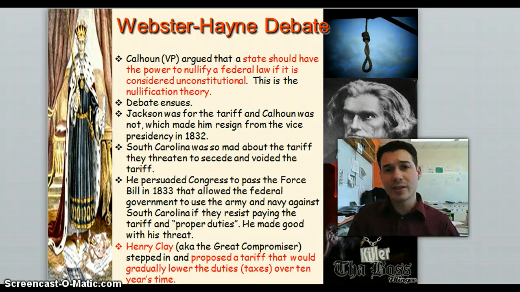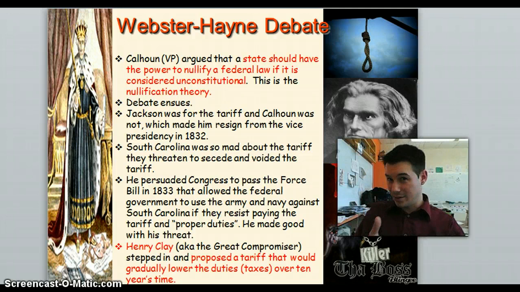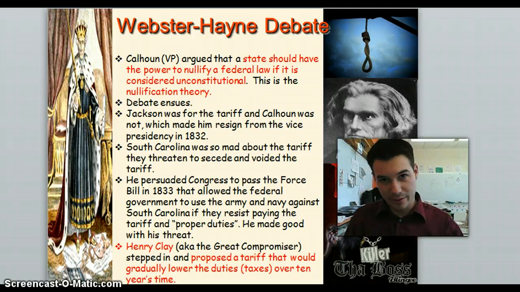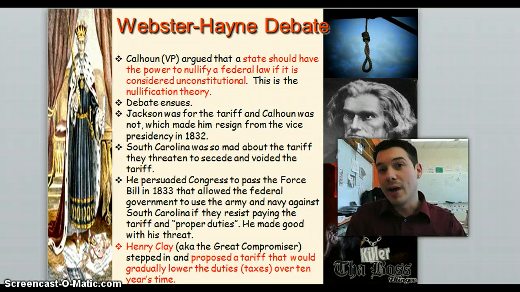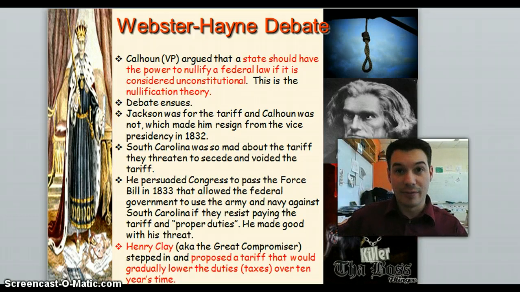Now, Jackson was for the tariff, and Calhoun was not, which made Calhoun actually resign from the vice presidency in 1832, leaving almost a year when we didn't have a vice president, technically. Martin Van Buren comes in afterwards. Now, South Carolina was so mad about the tariff, they threatened to secede and void the tariff in 1832. This is 30 years before the Civil War, 29 years.